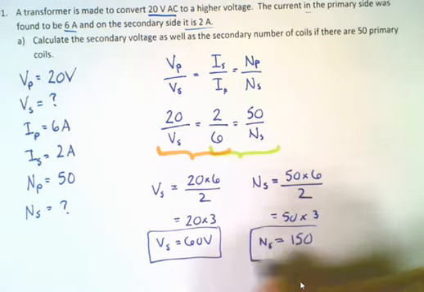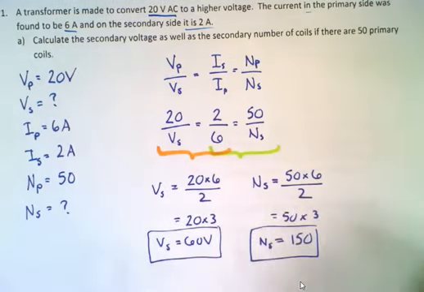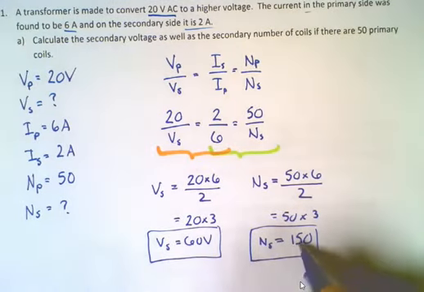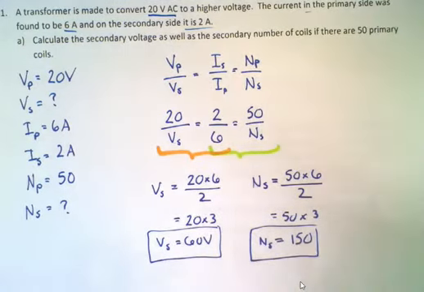Again, it's a step up transformer, right? So we know that the number of secondary turns must be more than the number of primary turns. So it had to go up.